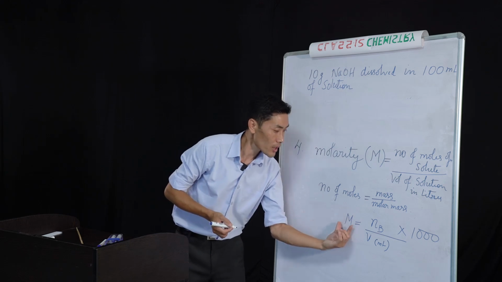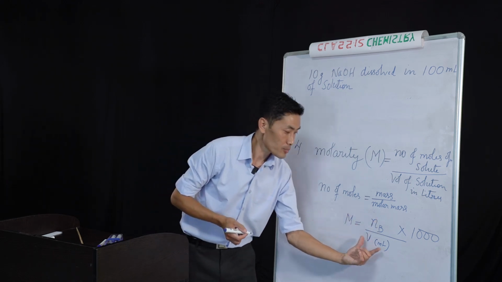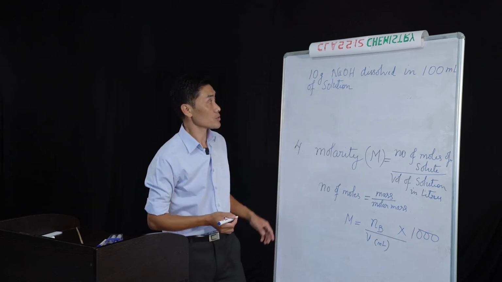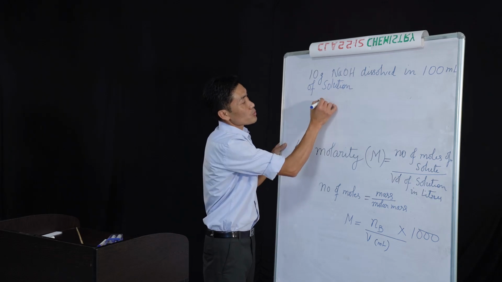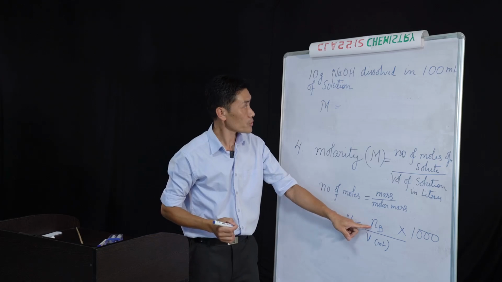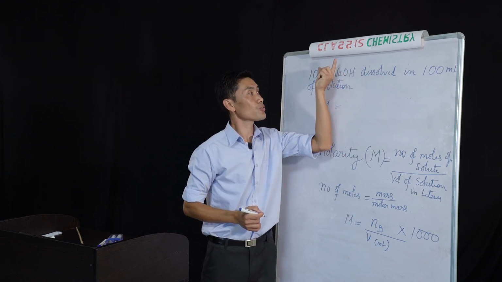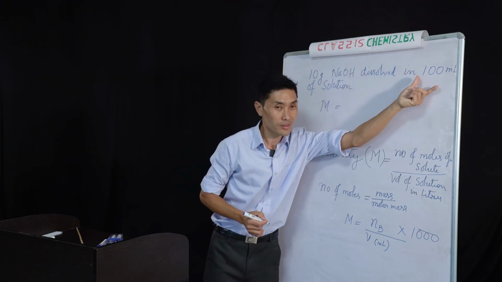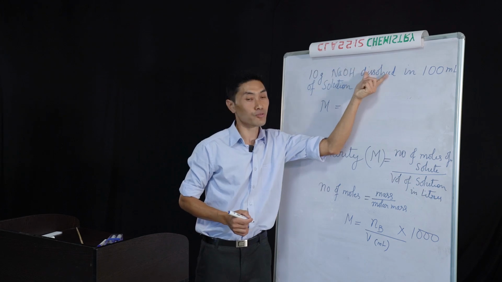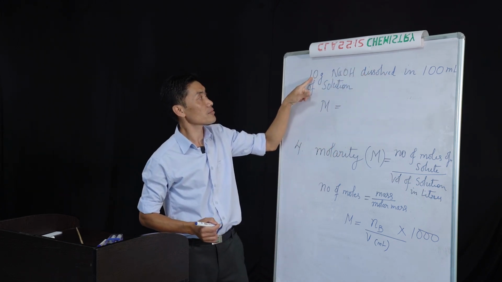We have molarity equal to number of moles of the solute divided by volume in ml, and this multiplied by 1000. So molarity for the solution will be equal to number of moles of the solute. Here sodium hydroxide is dissolved in water or in some other solvent, so this forms the solute. So mass of the solute, we have 10 gram.